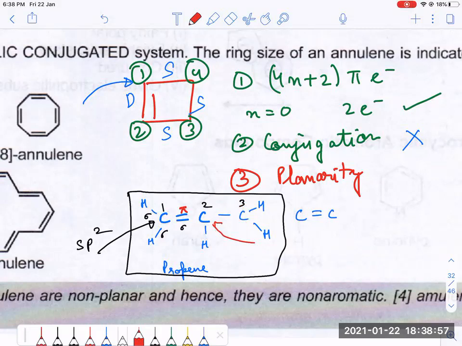No, I have made a mistake in making the third carbon. One more hydrogen was there. Please tell me. sp3. Yes, it is sp3. Why? Because 4 sigma bonds are present on the third carbon atom. Okay, so this is how we calculate it.